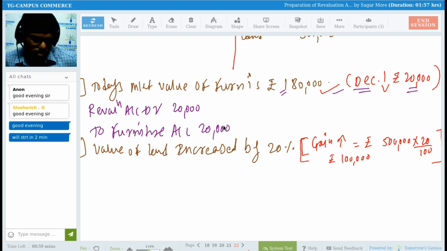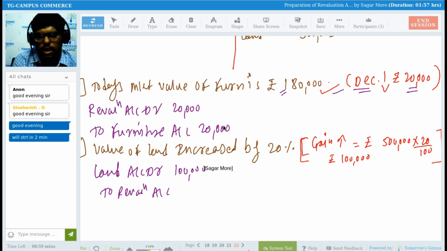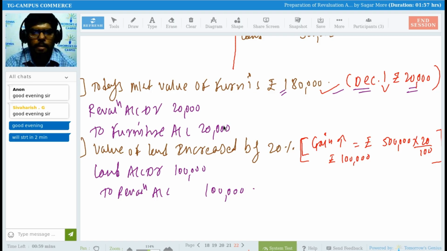Sadhana, you said the value increased by rupees 1 lakh, so you are going to record it on the credit side of revaluation account. So which entry do we have to pass? Land account debit to revaluation account. Simple, absolutely correct. Amount is 1 lakh rupee and 1 lakh rupee. Understood this? Okay, good.